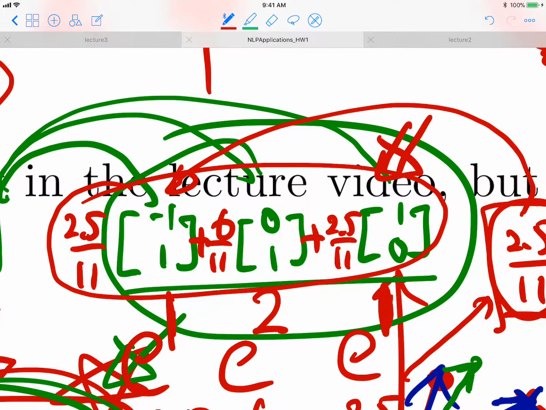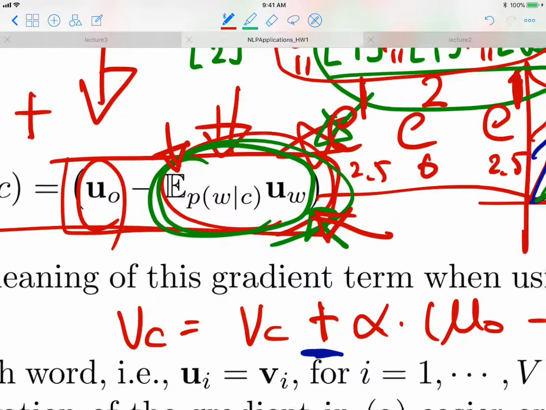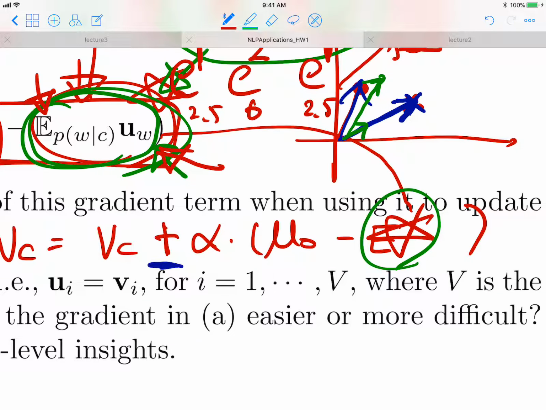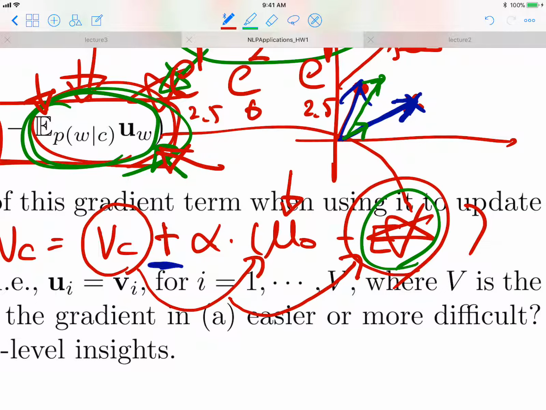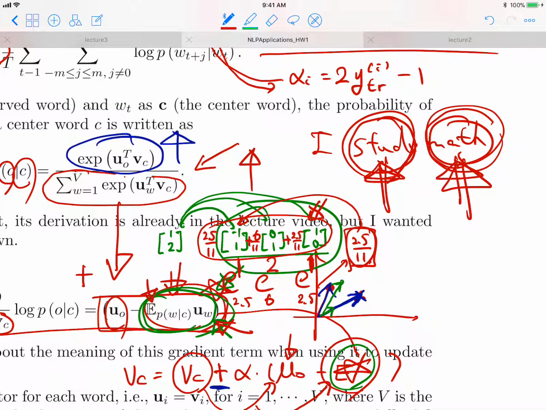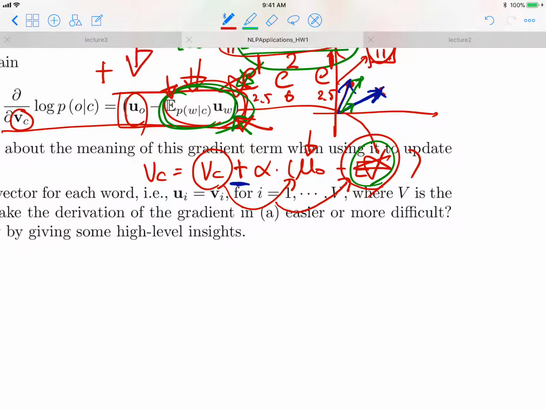Looking at this expression, you can intuitively understand that we want to make this vector closer to this one, but farther from this one. This one is an average vector that we expect before getting the information of the actual observed word, such as a mass.